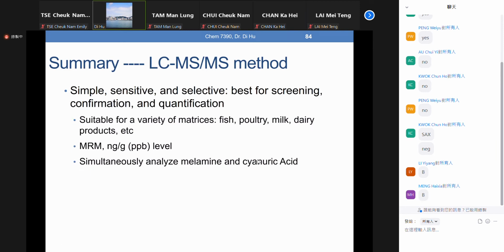It is suitable for various matrices. Also, if you are running in MRM mode and go to the ppb level, you can still see enough sensitivity. And if you want to simultaneously analyze melamine and cyanuric acid, you have to think about dividing the sample into two portions. One goes through the strong cation exchanger, one goes through the strong anion exchanger. And when you do the analysis, you want to do it separately because one needs ESI positive and the other needs ESI negative.